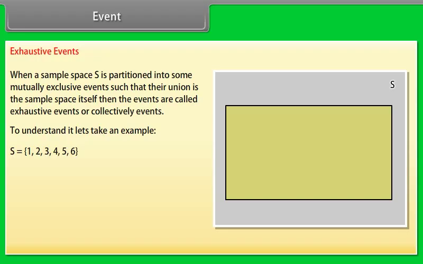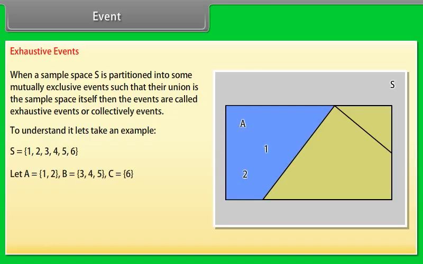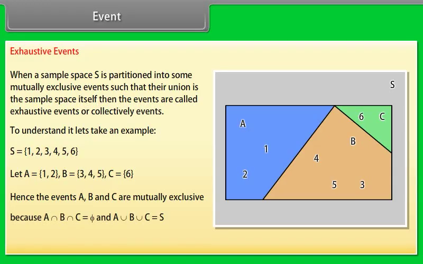S is equal to {1, 2, 3, 4, 5, 6}. Let A is equal to {1, 2}, B is equal to {3, 4, 5}, C is equal to {6}. Hence the events A, B and C are mutually exclusive because A intersection B intersection C is equal to phi and A union B union C is equal to S. So the events A, B and C are exhaustive events.